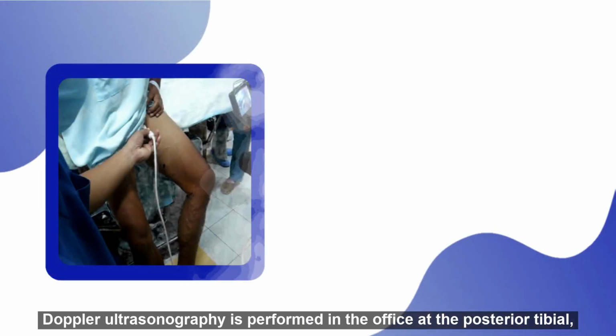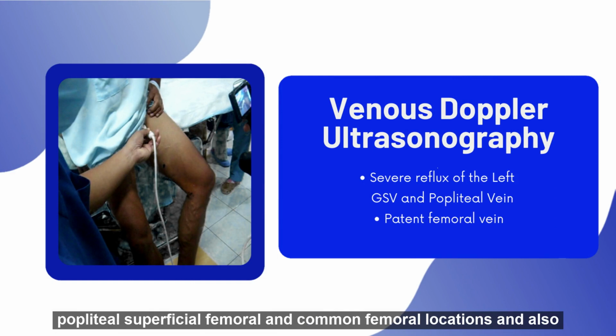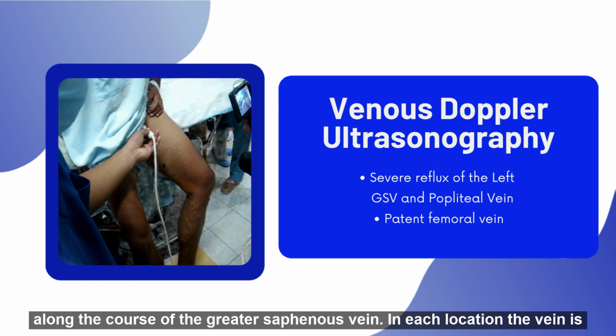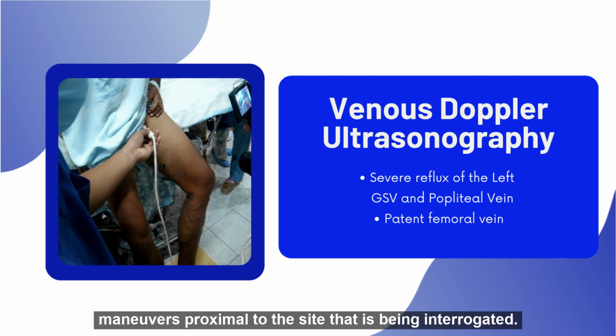Ultrasonography is performed in the office of the posterior tibial, popliteal, superficial femoral, and common femoral locations, and also along the course of the greater saphenous vein. In each location, the vein is checked for patency and valvular competence. Valvular competence is observed both with the Valsalva maneuver and with local compression maneuvers proximal to the site that is being interrogated.